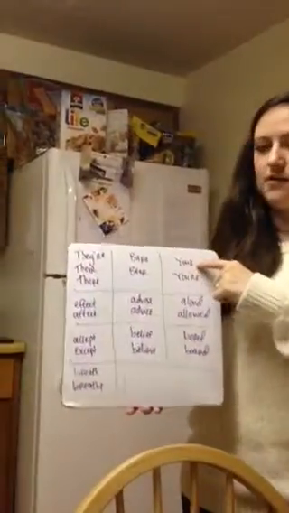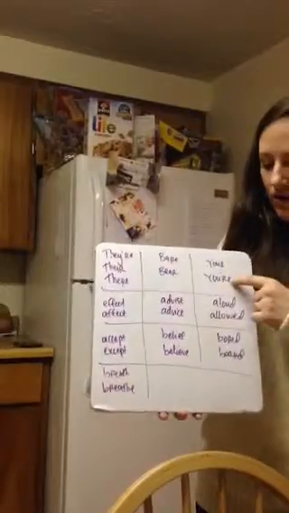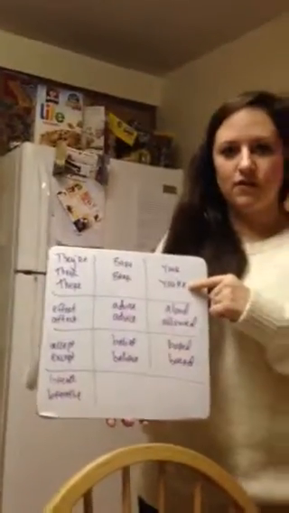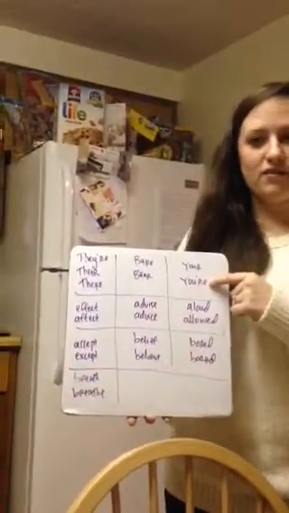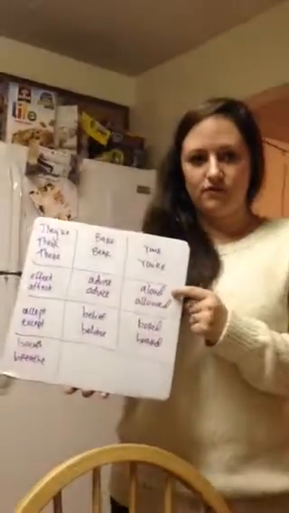So your would be like, I like your hair. You're is a combination of what two words? You are. So you're pretty. You are pretty. Okay. Allowed and aloud.